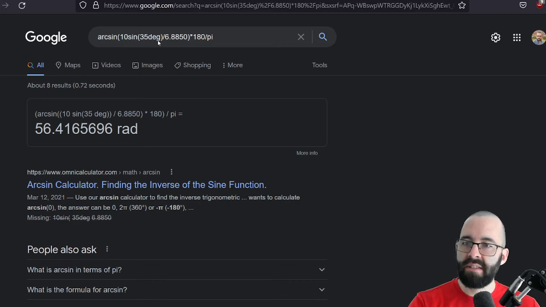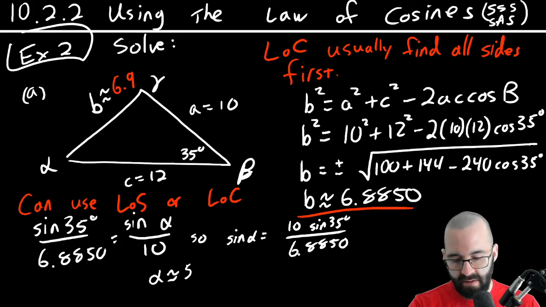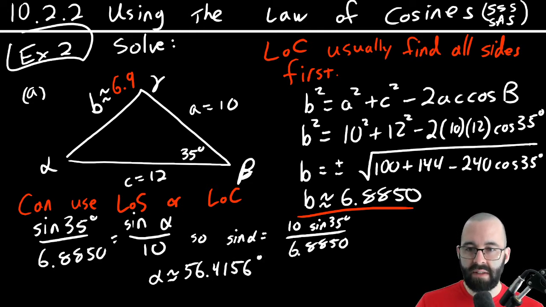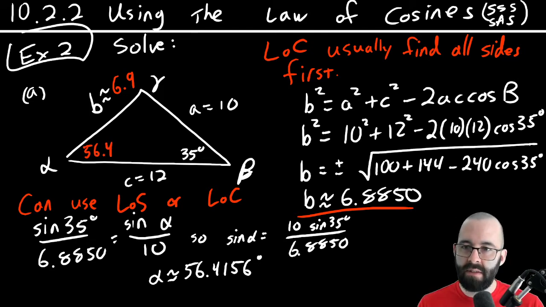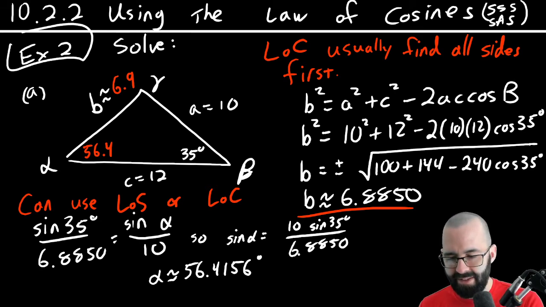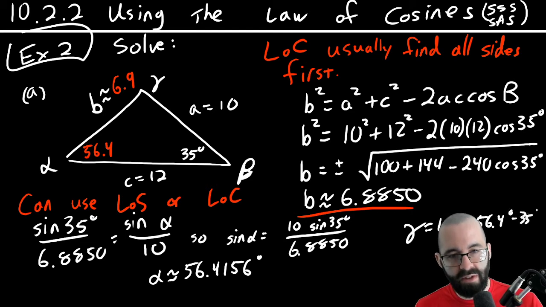Alpha is going to be about 56.4166. Side note, there is no ambiguous case when you're using the law of cosines, so we don't have to check that ambiguous case here. All right, so this is going to be about 56.4, which means that the last angle is going to be the last one. So gamma is 180 degrees minus 56.4 degrees minus 35 degrees.